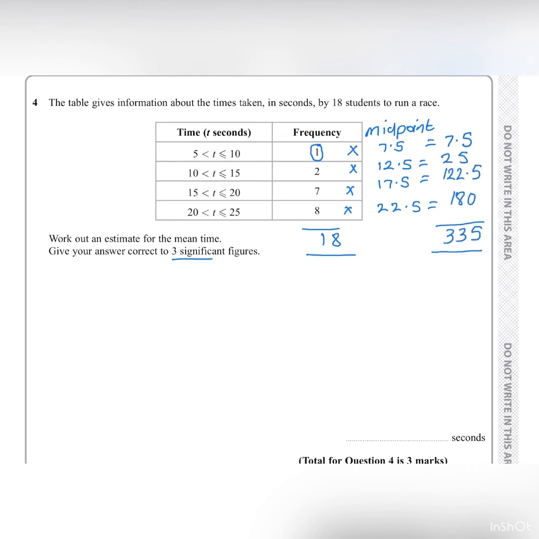Okay, so that all comes to 335, and then we do 335 divided by 18 to find the mean time, and on your calculator it should be 18.6111 and so on. Now this to 3 significant figures, so first one, second one, third one, the next number is less than 5, so the answer is going to be 18.6 seconds.